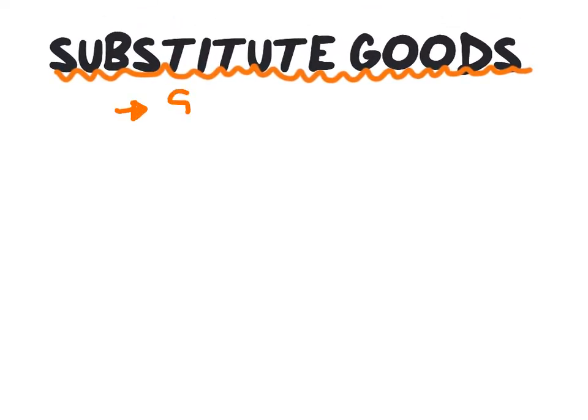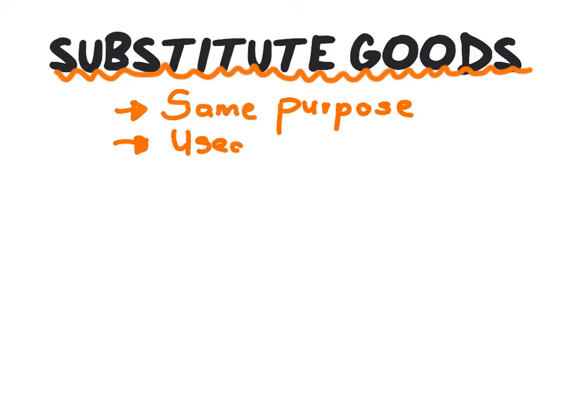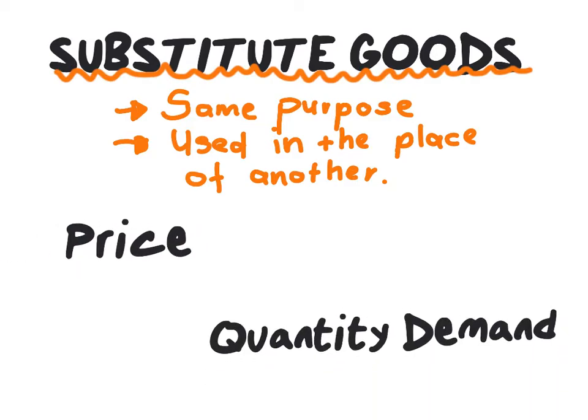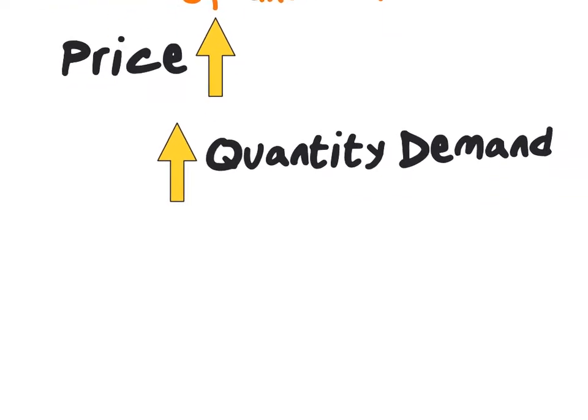Next up, let's look at our substitute goods. Substitute goods are goods that fulfill the same purpose. These goods can therefore be used in place of one another to fulfill the same demand. Similar to complement goods, we are interested in how the price of one product affects the quantity of another. For substitute goods, the relationship is therefore: if the price of product A increases, quantity demand of product B will also increase.